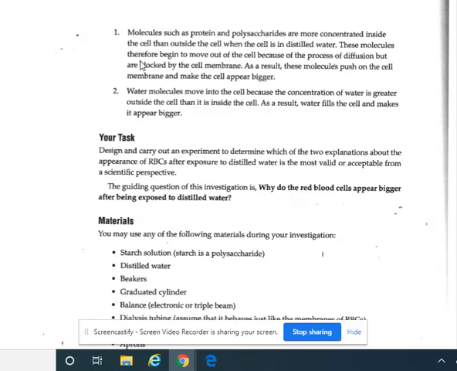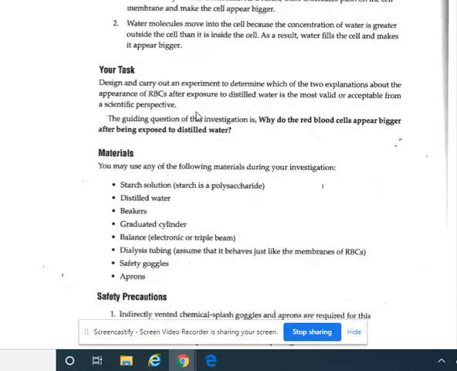And I'll give you a hint. One of these explanations right here is the correct explanation. So you are going to design your own experiment to test both of these explanations, and then you'll be able to come to the conclusion which one is actually the correct answer.